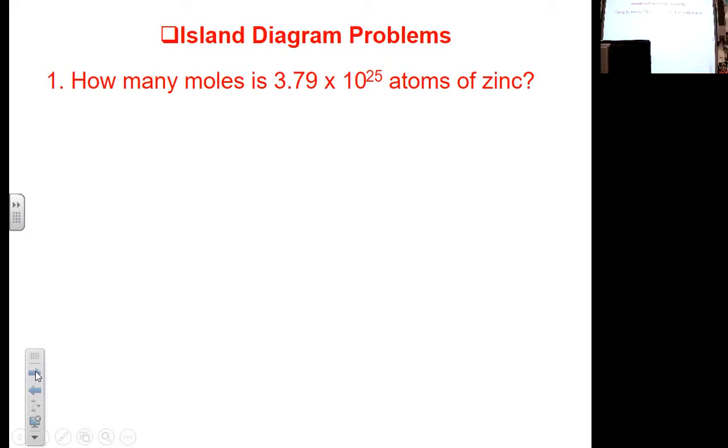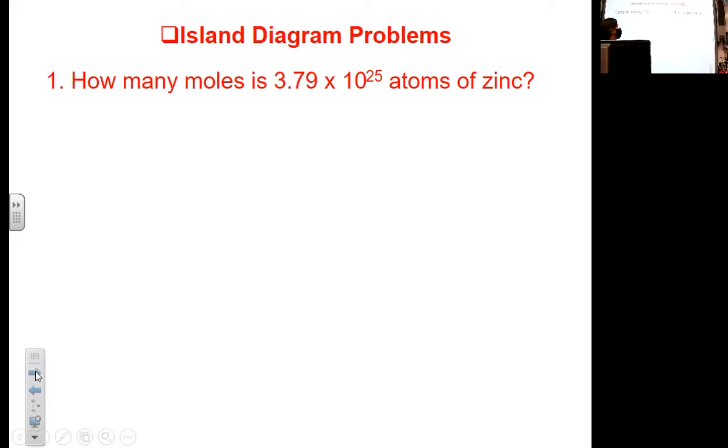If I have 1 mole, and since we can't really look back and forth, I'm going to draw the island diagram up here. You have grams, mole, and particles, or atoms. Okay, so the conversion to go from grams to moles, we're going to look at the periodic table. And to go from moles to particles, we're going to use 6.02 times 10 to the 23rd.